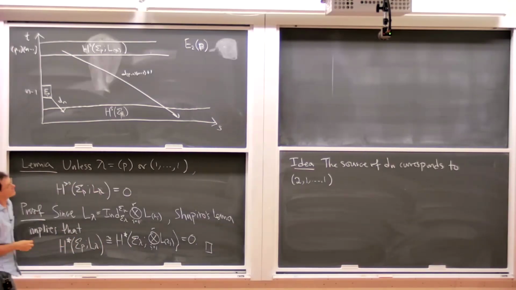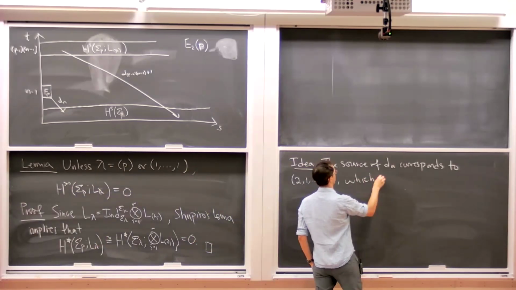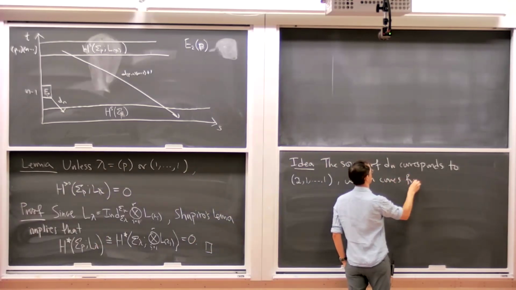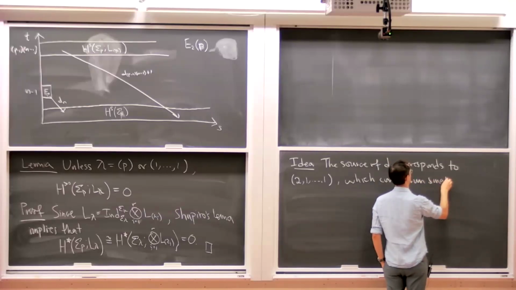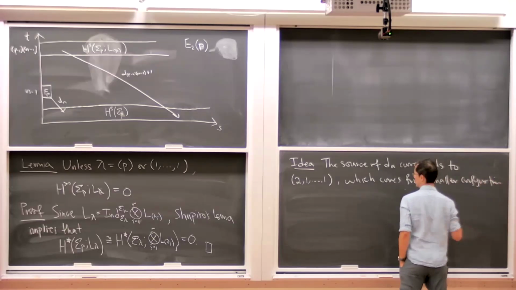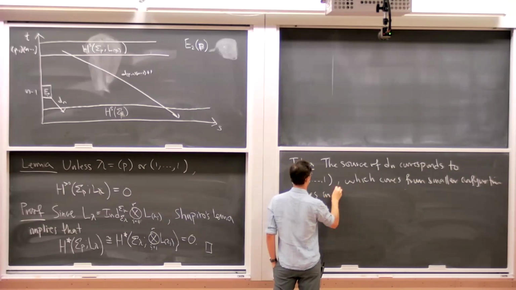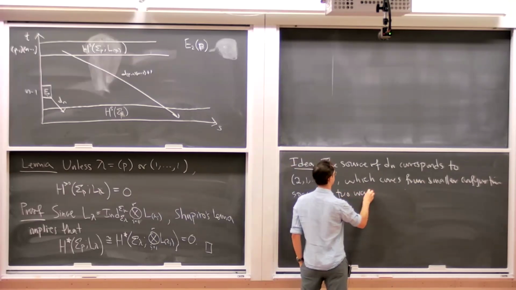Okay. And that partition comes to us from smaller configuration spaces, actually in two distinct ways.